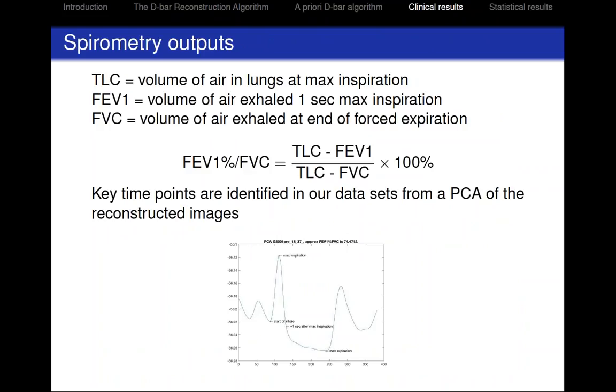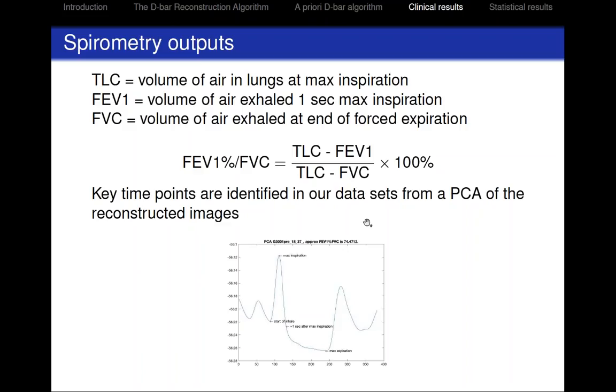We form different kinds of outputs, and the spirometer is the machine that they're using. There's all kinds of automatic outputs that the doctors use for diagnostics from the spirometer, such as measuring the volume of air in the lungs at maximum inspiration, how much volume they can exhale after 1 second, and how much volume they've exhaled when they really reach the end. They can't exhale anymore. And this ratio called FEV1% FVC is their total lung capacity minus the volume exhaled in 1 second, divided by the total lung capacity minus the total volume of air exhaled at the end of forced expiration. And this isn't 0, there's always a little bit left over, times 100%.